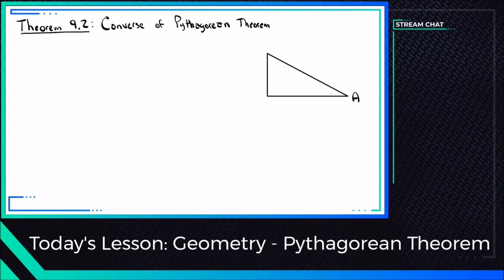So if we have the triangle ABC, we don't know if it's a right triangle. We give our sides names, little a, little b, little c. Basically, it's going to say the following. If a squared plus b squared equals c squared, then triangle ABC must be a right triangle.